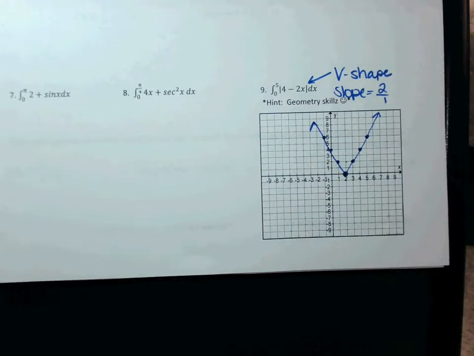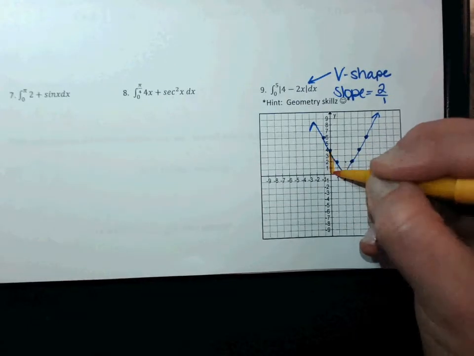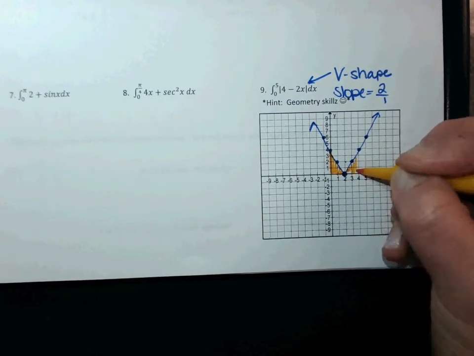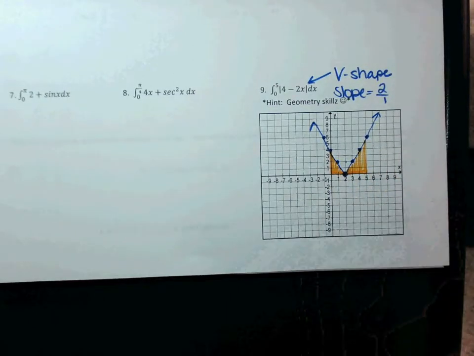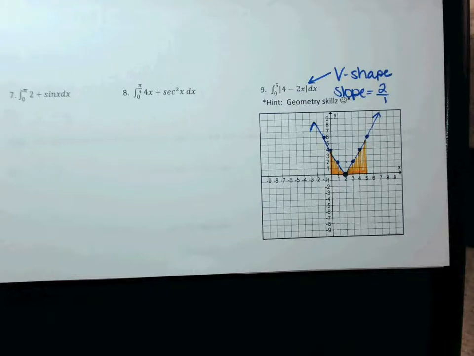Then remember that the boundaries are going to tell you where you should shade. How far are we shading? 0 to 5. So I'd start at 0, shading underneath, then I'd keep going until 5. And then what shapes are those? Triangles. So you'd find the area, add them up.